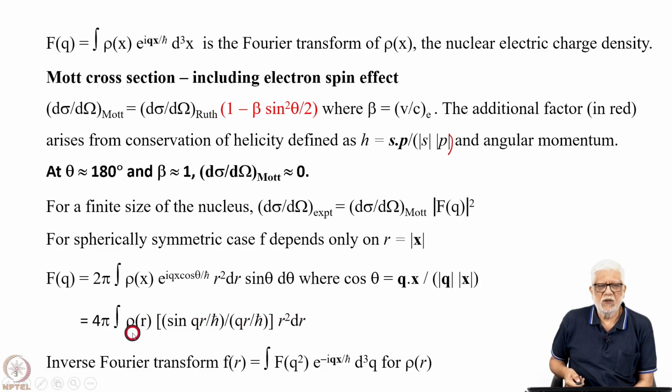If you do the inverse of that, then you can get the charge distribution from the way the f of q squared behaves. So, f of q squared is something that you can measure. You can measure a cross section and how it changes with the momentum transfer, and in principle you can do the inverse Fourier transform and get the charge distribution.